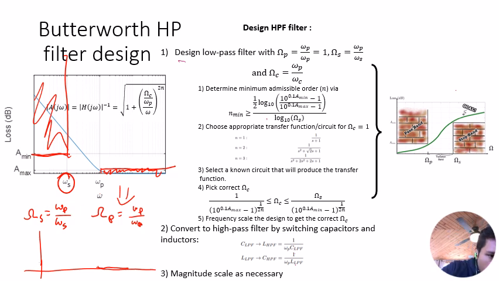So here we have A max. This is the same A min and A max that you had from before. Same ones.